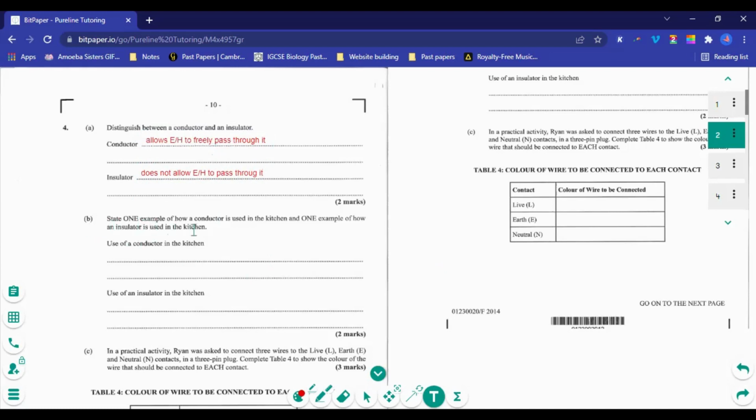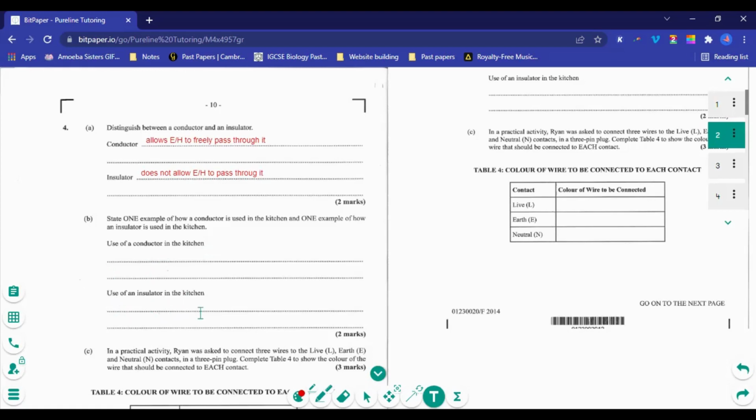Now part B, state one example of how a conductor is used in the kitchen and one example of how an insulator is used in the kitchen. For this we can use any example, and the most common or the easiest example we can use is pots or probably baking sheets. So the use of a conductor in the kitchen, you can say that the metal, or you can specifically say aluminum, is used to make pots, and these pots are conductors, or the material is a conductor. So it allows the food inside of the pot to be cooked, or water inside of the pot to boil.